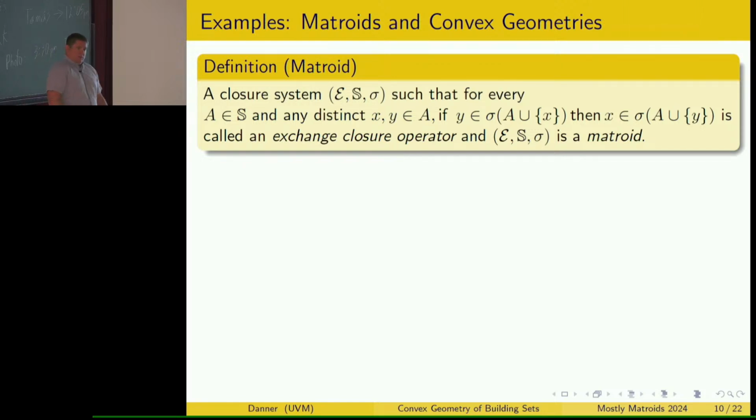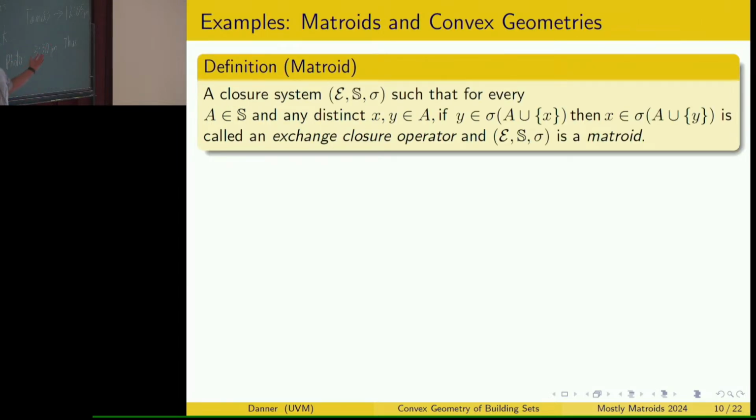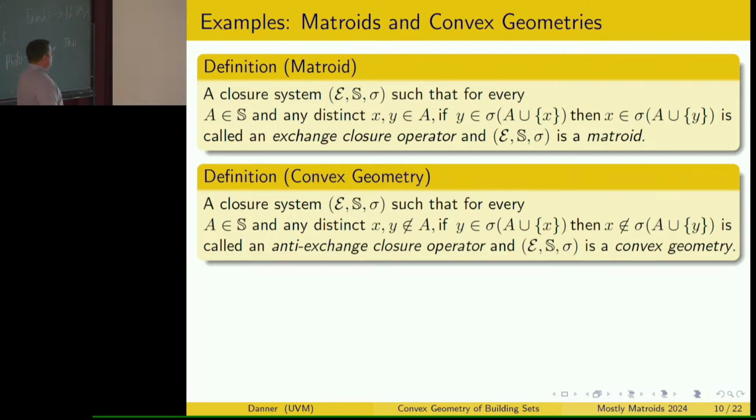Some examples: a matroid. Here's one of the cryptomorphic definitions. If you know the definition of a matroid under a closure operator, you're used to having these three, and then there's the fourth one. I just threw the fourth one in here. So it's already a closure system, and here's the fourth one. There's also what's called a convex geometry. This is not the study of convex geometry or anything like that. This is a specific closure system, and it has this anti-exchange property.